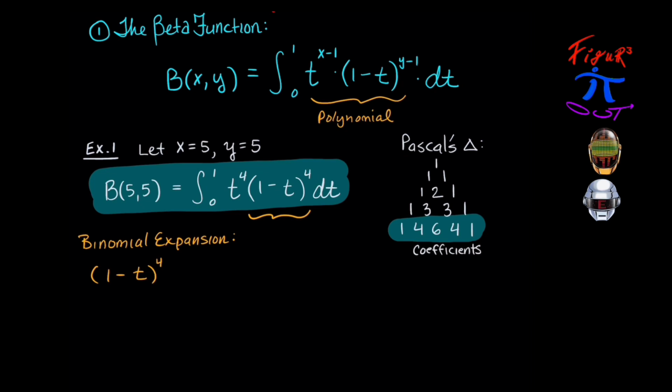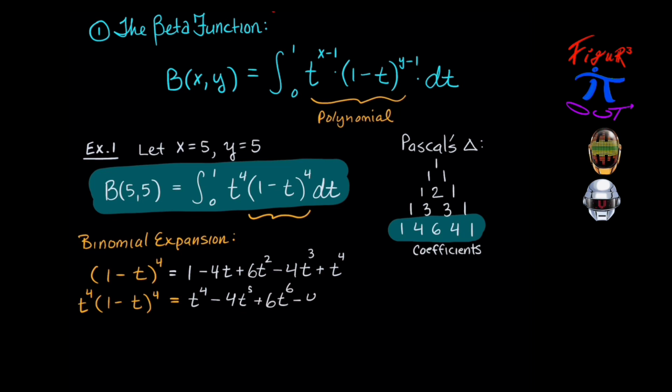So 1 minus t all raised to the fourth power will have 5 terms in it. 1 minus 4t plus 6t squared minus 4t cubed plus t to the fourth. So if I went ahead and multiplied that polynomial with t to the fourth as in our integrand, we would get t to the fourth minus 4t to the fifth plus 6t to the sixth minus 4t to the seventh plus t to the eighth. Integrating a polynomial just makes use of the power rule for integration.